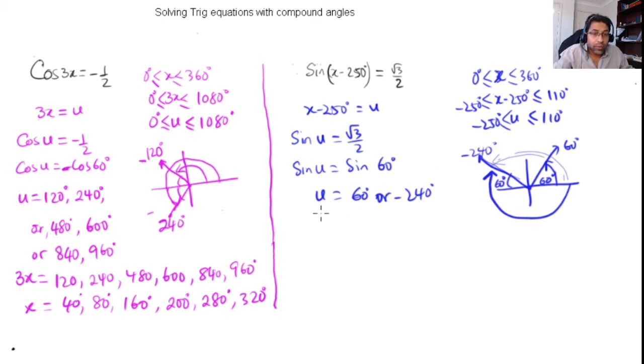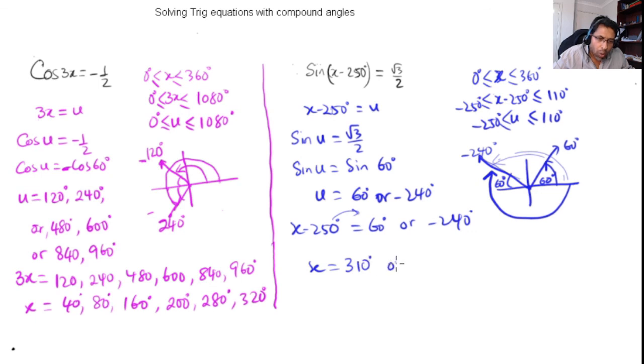Now we can't stop here, because we need to find out the value of x. So we know what u is. u is x minus 250 degree, so it is either 60 degree or minus 240 degrees. So then what is the value of x? We just need to add 250 degree to both. Because negative 250 going to the other side is a positive 250, you have to add it on both sides. So it would be 60 plus 250, which is 310, or minus 240 plus 250, which is just 10 degree. So our solution will be either x equal to 310 or 10 degree.